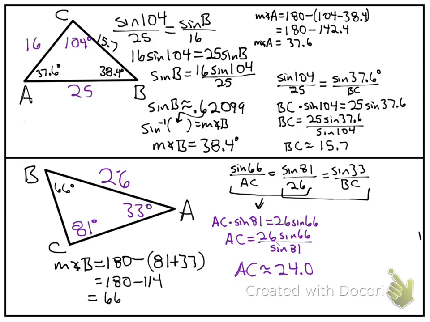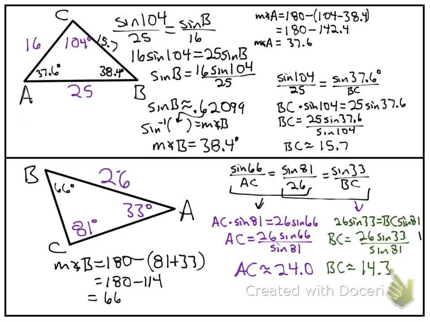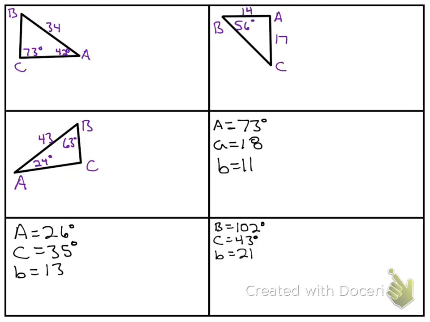24.0. For our other proportion, we're going to have cross product is 26 sine of 33 equals BC sine of 81. We're going to divide and eventually get to BC equals 26 sine of 33 over sine 81. So we'll go to our calculator, and that comes out to be about 14.3. So BC is 14.3 and AC was about 24.0. Let's keep going.